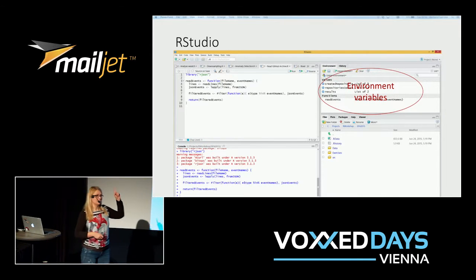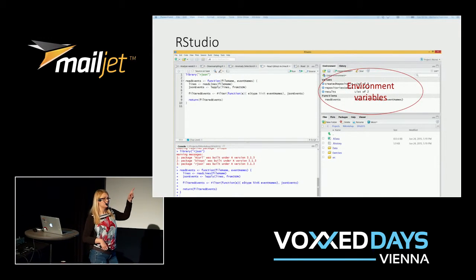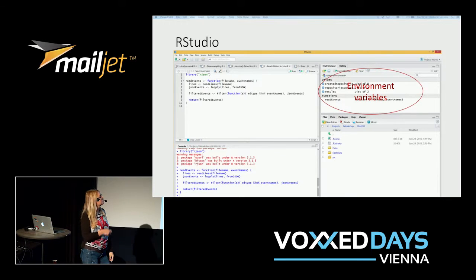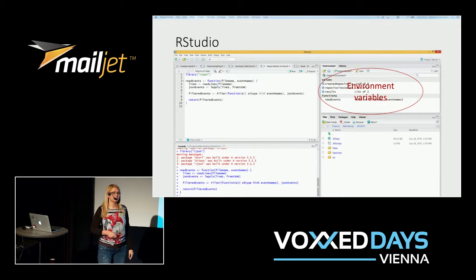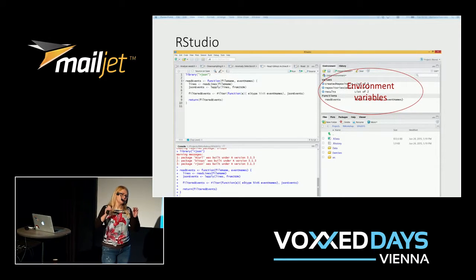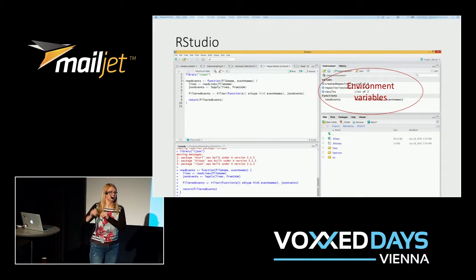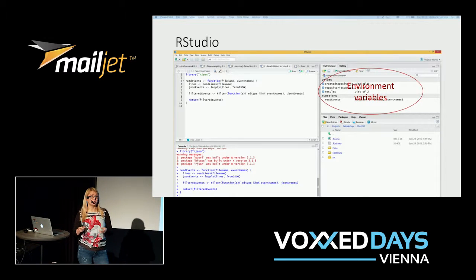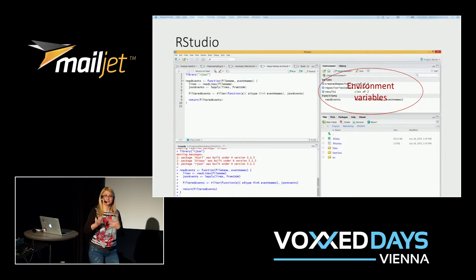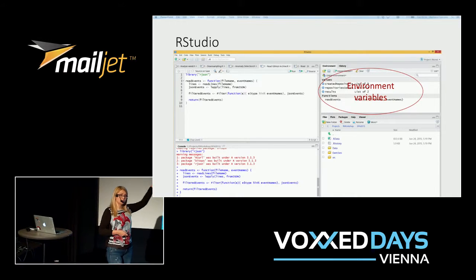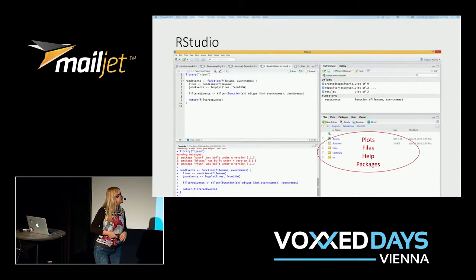This is a very nice window with environment variables. So whenever you're creating something, it will appear here. So if you just want to have a quick look at your local variables, you can have them here. And sometimes you just need to know what type it is, how many, what length it is. All that information will be aggregated here.